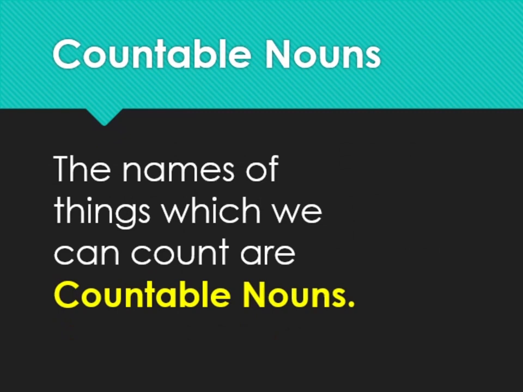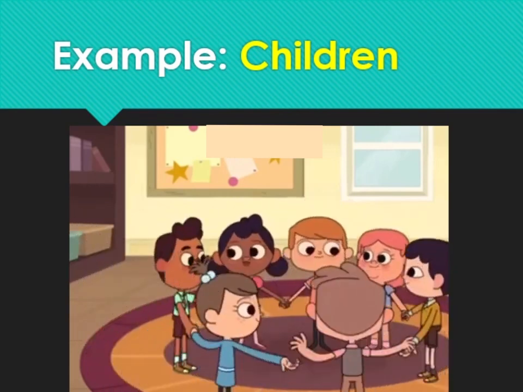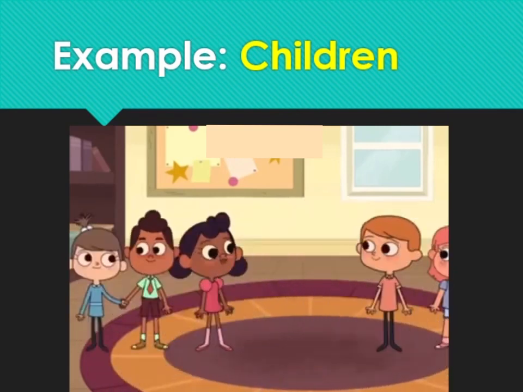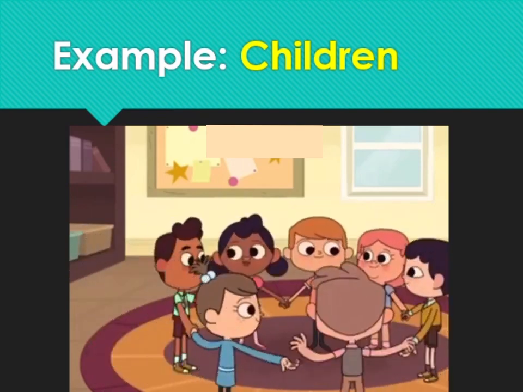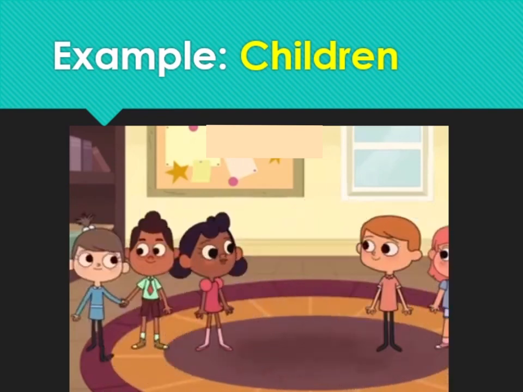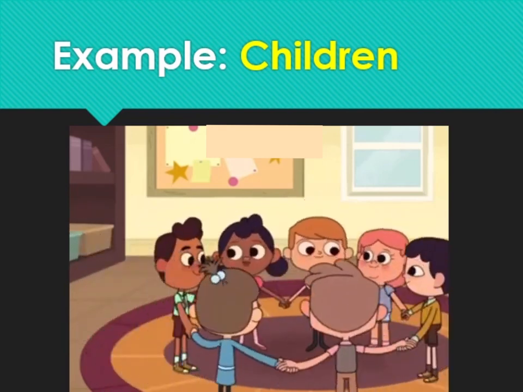What are countable nouns? The names of things which we can count are countable nouns. For example, children. As you can see, there are many children in the picture. We can count how many children there are. So, children are countable nouns.